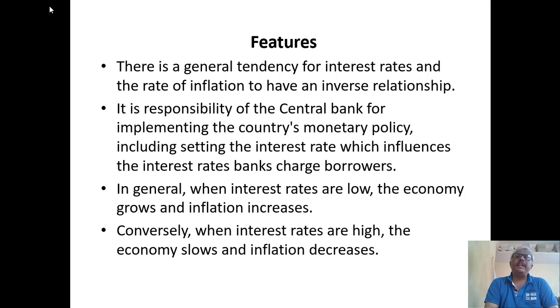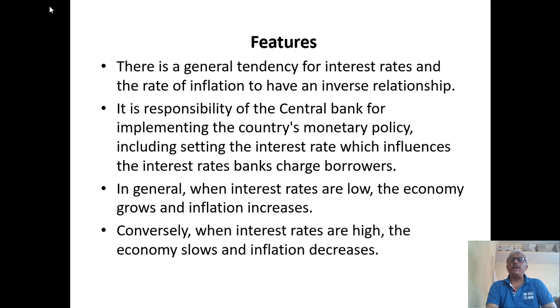So therefore, it is a very important tool in the economy to control and to bring stabilization and to keep the economy in a very healthy mode. It is a very important step taken by the central bank of any country to keep the economy in a healthy manner. In general, when the rate of interest is low, the economy grows and inflation increases.